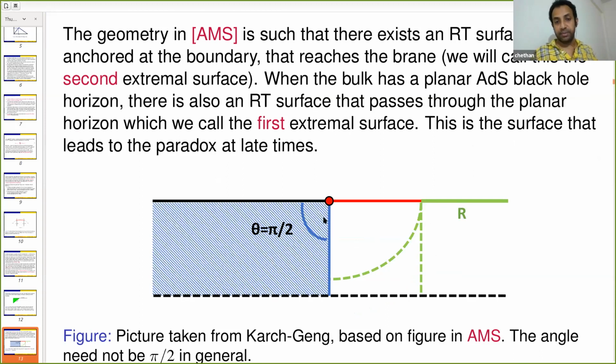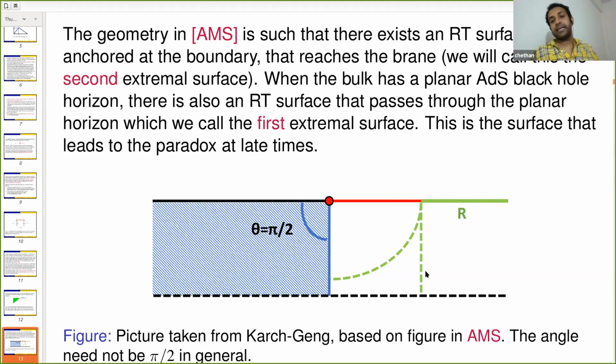This is the brane where gravity is supposed to live, and this is the place where the sink is. What you're trying to compute is the entanglement entropy of a region far away from this black hole sitting here. When you compute the entanglement entropy using this brane world RT prescription, there are two RT surfaces that are relevant. Note that this is a planar black hole in AdS, and this is the brane world where the gravity and the black hole that you are interested in live.